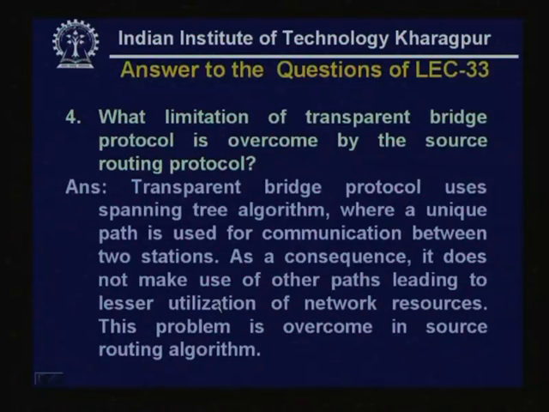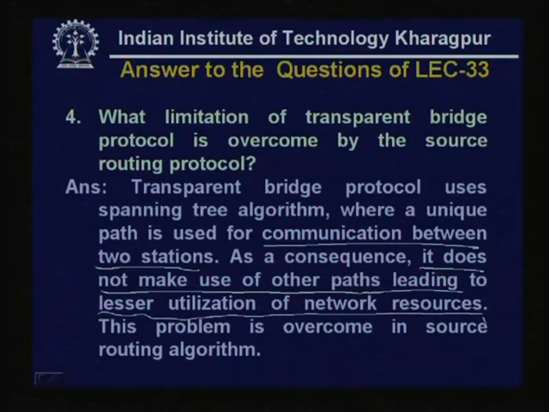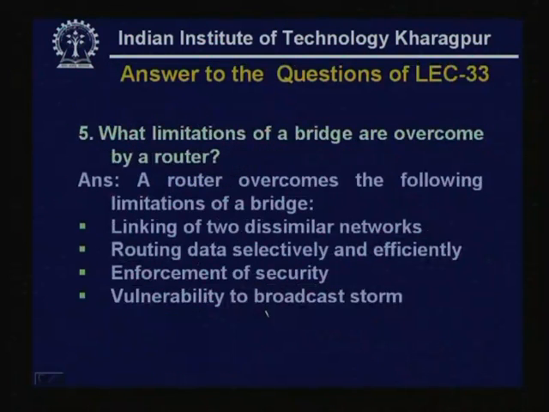Fourth question was, what limitation of the transparent bridge protocol is overcome by the source routing protocol? The transparent bridge protocol uses the spanning tree algorithm, where a unique path is used to communicate between two stations. As a consequence, it does not make use of the other paths, leading to lesser utilization of the network resources. This problem is overcome in the source routing algorithm.